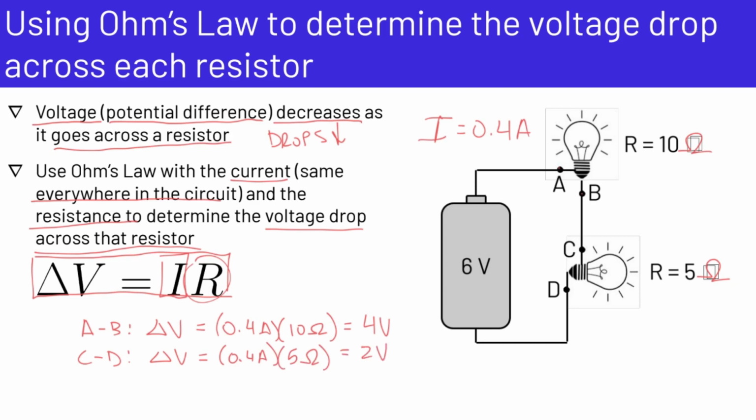So we can double check our voltage drop here. Our total voltage is 6 volts, and our voltage drop across our two resistors is 4 volts plus 2 volts. That should equal the total voltage. So 4 plus 2 is equal to 6. So we're good.